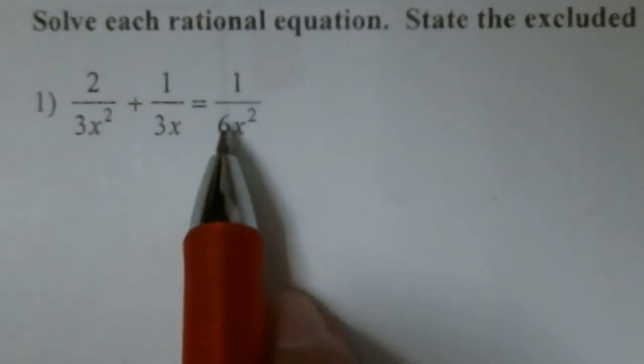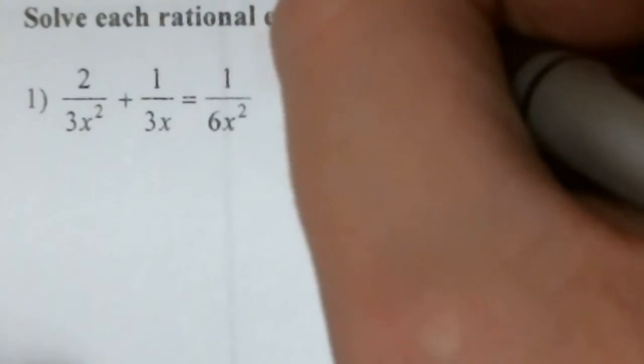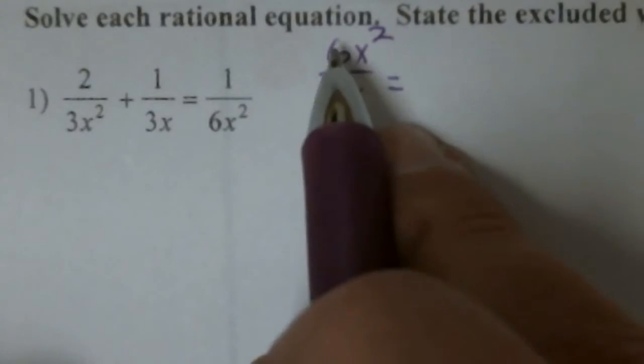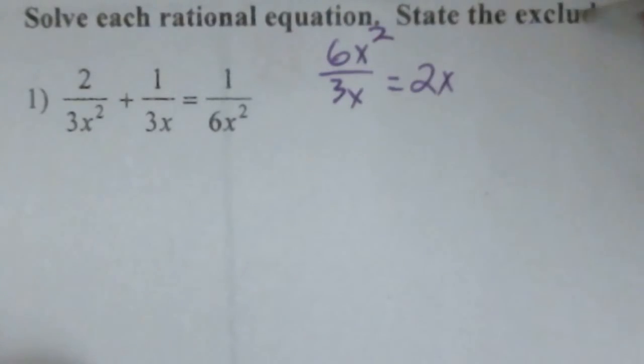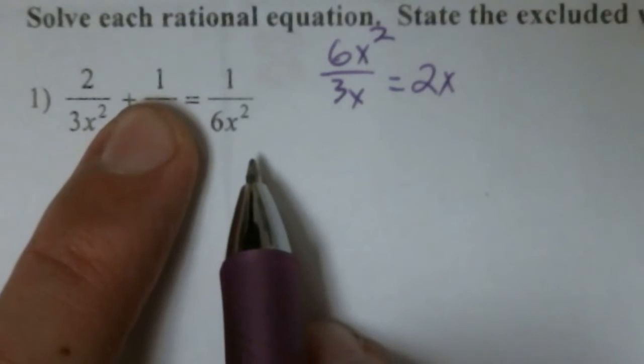So does the little guy go into the big guy? Use my purple pen. Does the little guy, the 6x squared divided by 3x, does that come out evenly? Yes, it does. That goes into the big guy 2x times. So I don't really care about the 3x anymore. That doesn't come into the common denominator.